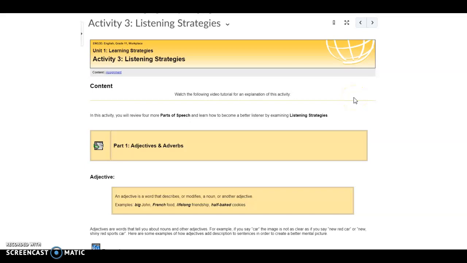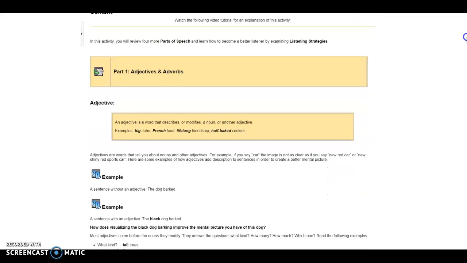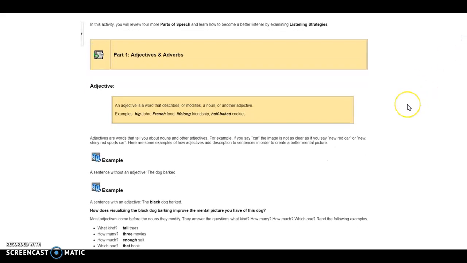Hello, in this video we will look at the content in Unit 1, Activity 3. The content will be broken up into 3 parts, and as we've done at the beginning of every activity in Unit 1, we will start with parts of speech. In this case, we will start with adjectives and adverbs in Part 1.